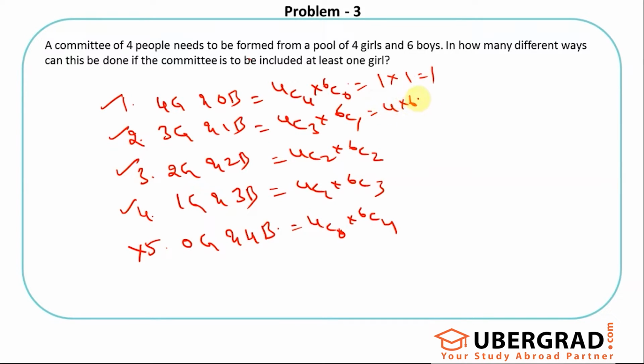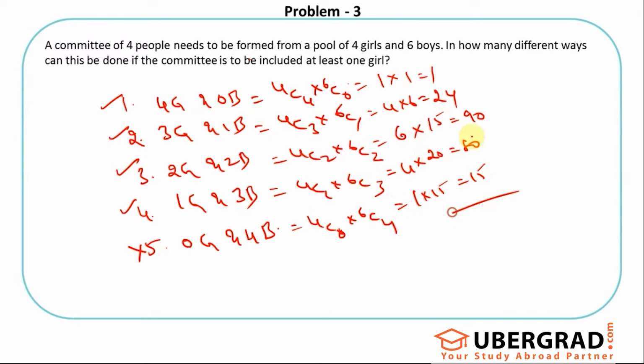4C3 is 4 into 6 is 24. 4C2 is 6, 6C2 will be 15, that is 90. So 4C1 is 4 and 6C3 is 6 into 5 into 4 by 6, that's 20, so it's 80, right? And I'm just doing this to show, but anyway, I need to add only these 4, right? I don't have to add this. So 24, 90, 80 gives 195. 195 ways is the answer for this. I know this is obviously a longer approach.